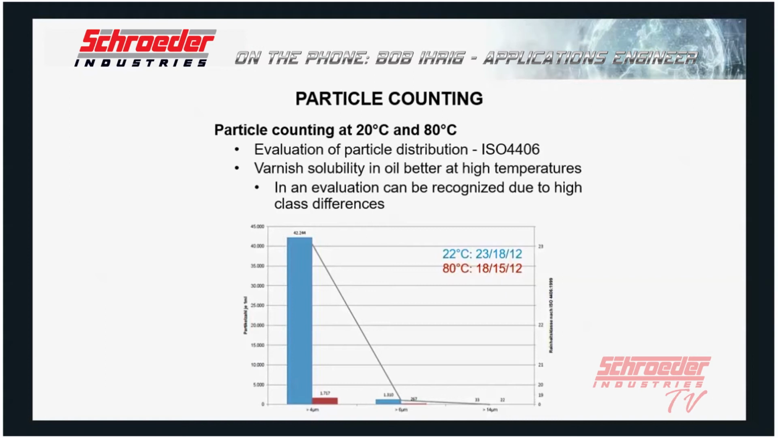Basically, since the agglomeration of varnish particles is proportional to the temperature of the fluid itself, the higher the temperature, the more dissolvable and less agglomeration of those particles, and vice versa with cooler fluid. Cooler fluid, more agglomerates, and you'll get a higher particle count.